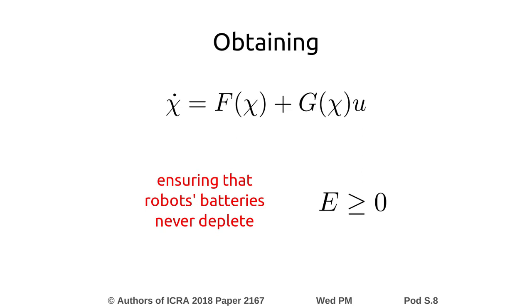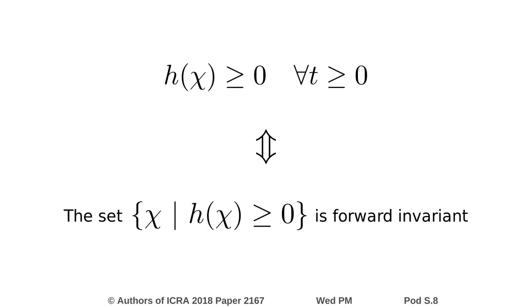Since the energy is one of the robot's augmented states, we can express the constraint on the energy as a constraint on the state, h of chi greater than or equal to zero. Technically speaking, a task is persistified if the zero superlevel set of the function h is forward invariant.